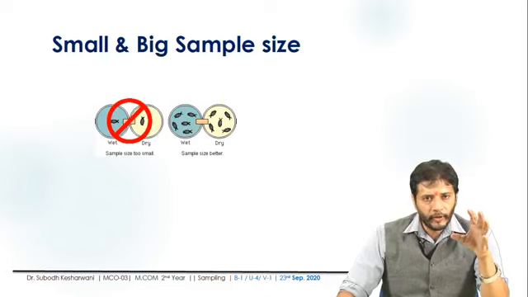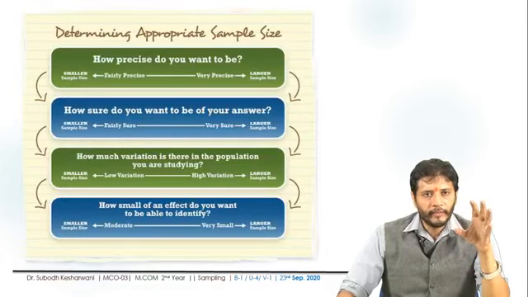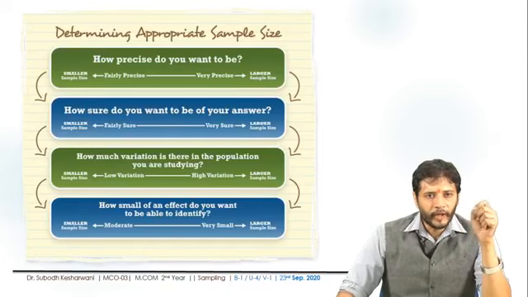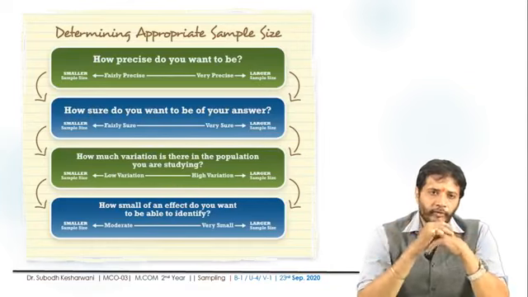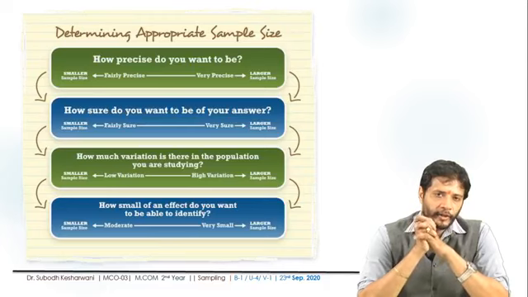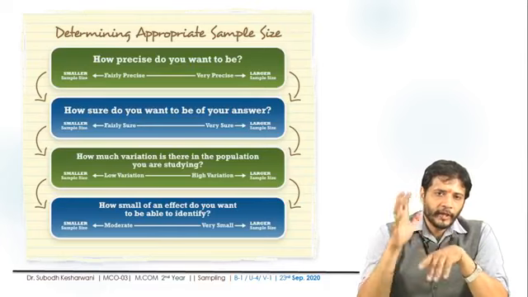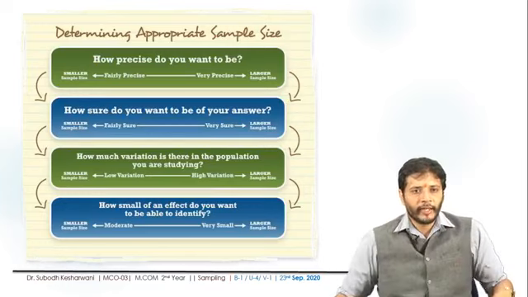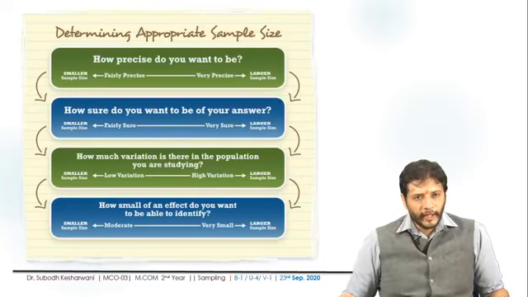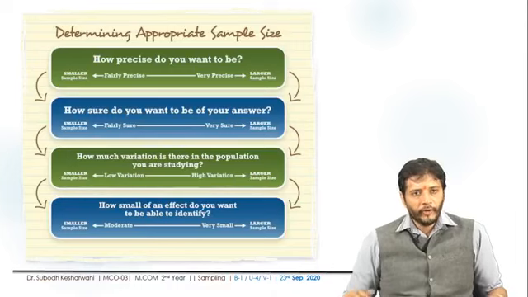Whether it's acceptable or not, if the sample size is more, you can get slightly better results. So determining the appropriate sample size, how precise you want to be, how sure you want to be of your answer, that is more important. That is where you have a combination of close-ended questions and open-ended questions. Sometimes the questionnaire is built in such a manner that it follows only the close-ended question, that is yes and no.